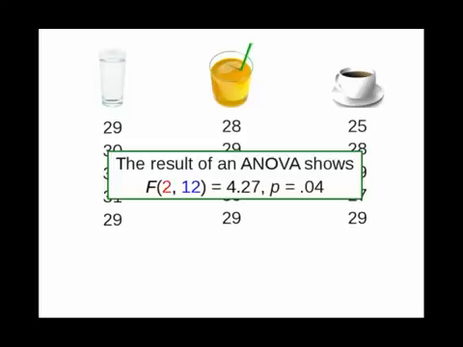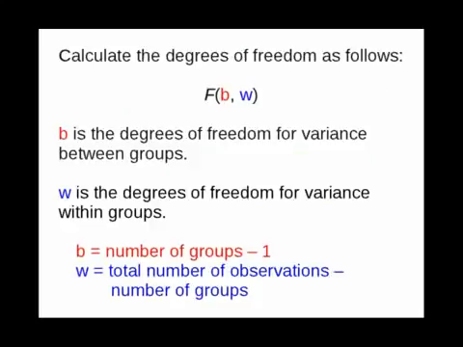What's that 2,12 doing there? Those are the degrees of freedom for variance between groups and variance within groups. And here's how you calculate the degrees of freedom when you report results for analysis of variance.